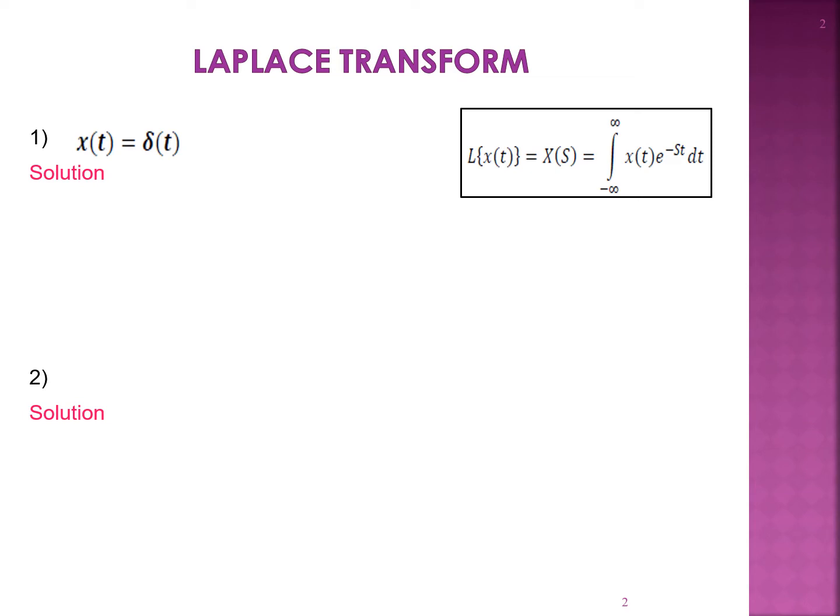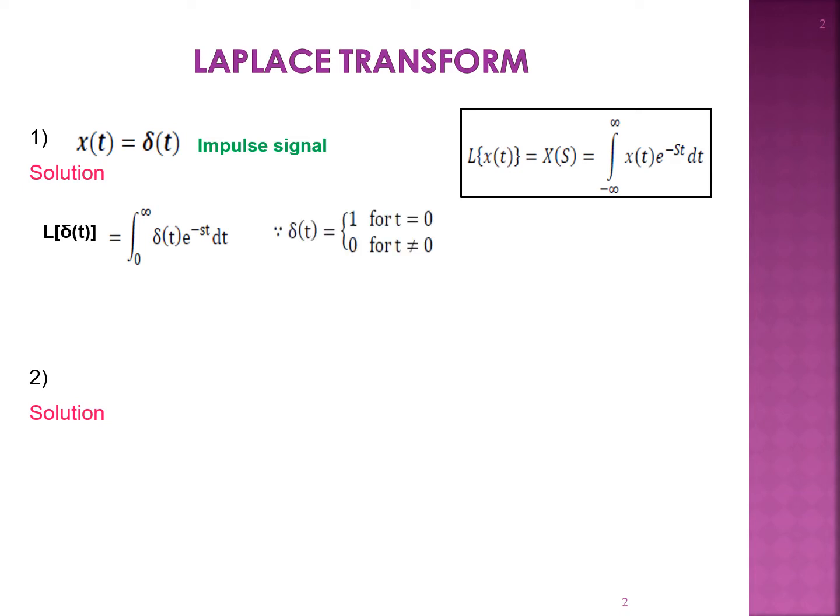We are supposed to find out the Laplace transform of an impulse function. Now what is del of t? Del of t is equal to 1 for t is equal to 0 and it is equal to 0 otherwise. We all know it. Now I am going to substitute del of t instead of x of t in this formula. So, integral 0 to infinity del of t into e power minus st into dt.